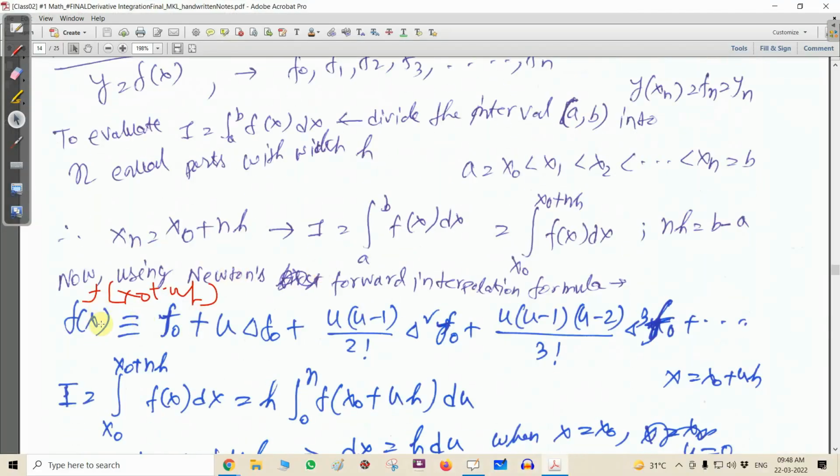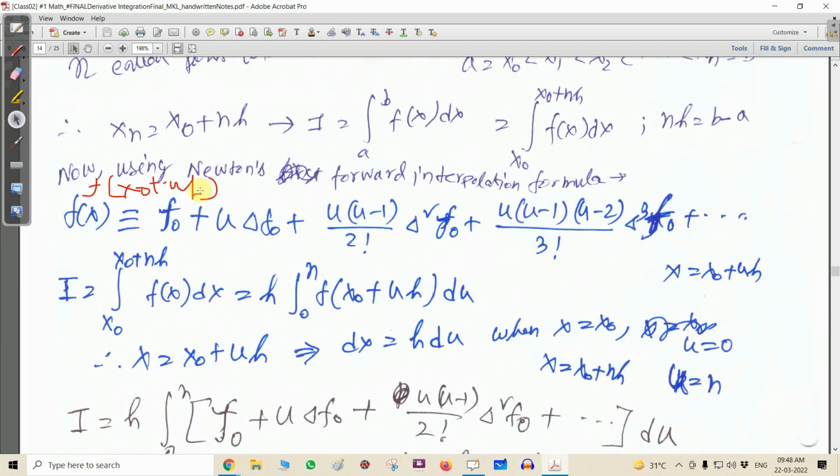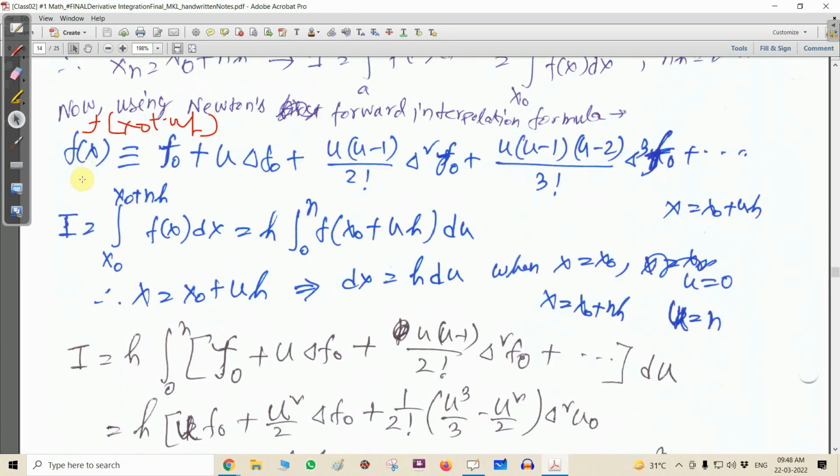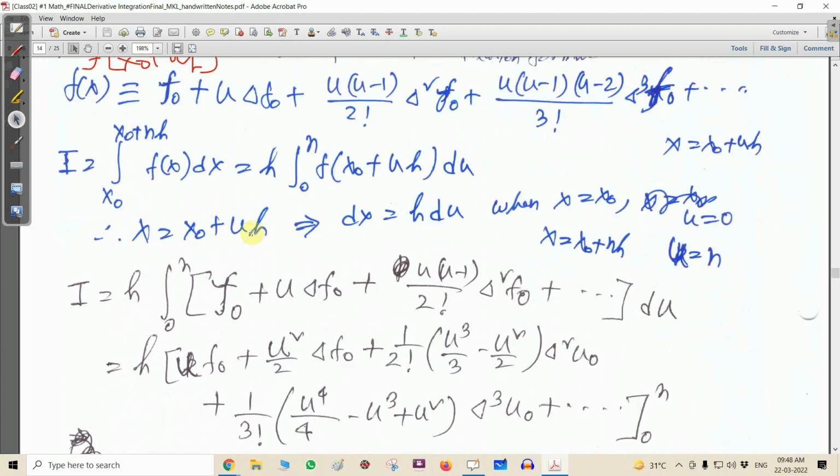Okay, so x equals x0 plus u h, where u is coming from the forward difference, u plus delta f0 and all. So I equals the integral from x0 to x0 plus nh of f(x) dx. We will do this, and x will be equal to x0 plus u h, so dx equals h du.